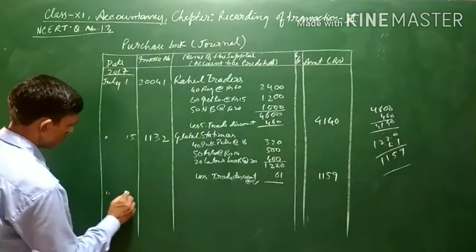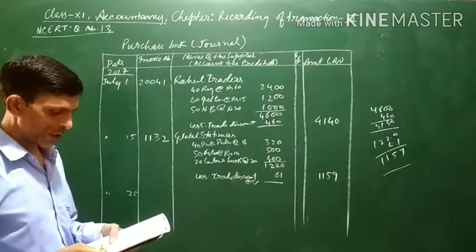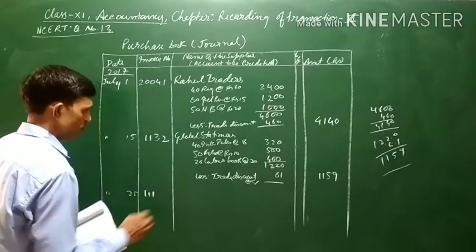And next is on 25th. On the 25th the transaction is bought from Mumbai traders. Some things are bought. Invoice number is given 111. Mumbai traders.